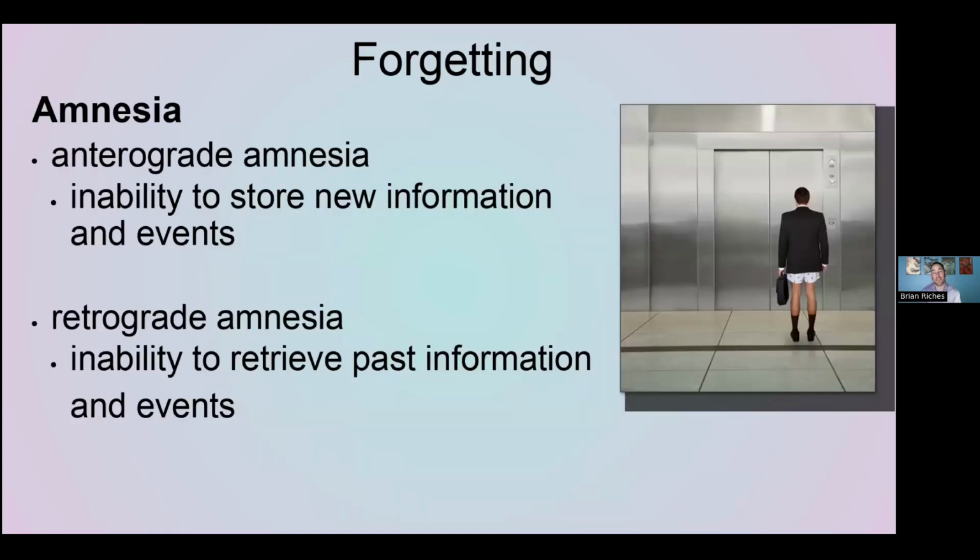So amnesia is another example of forgetting. Anterograde amnesia is the inability to store new information and events, versus retrograde amnesia, which is the inability to retrieve past information and events. So someone with retrograde amnesia may be able to make new memories, but they can't remember, say, any of their birthdays up to this point. Those can be caused by a lot of different things, whether it be stroke, injury, illness, infections. But anyway, amnesia can be caused by a variety of different things.